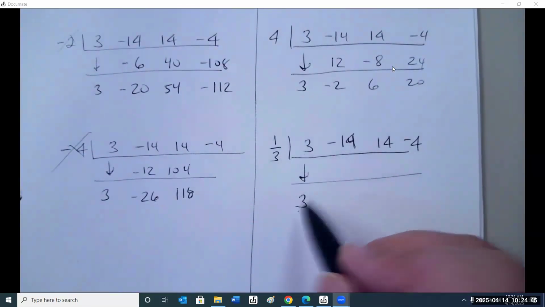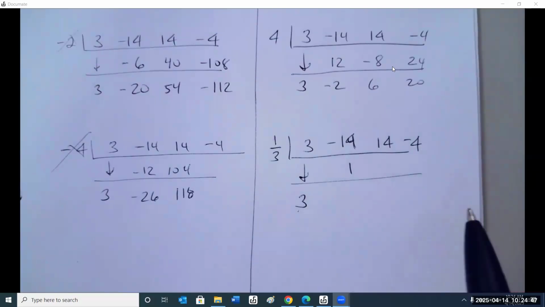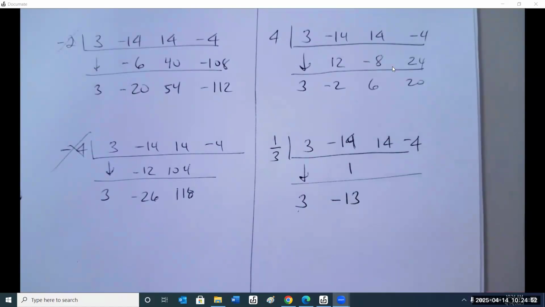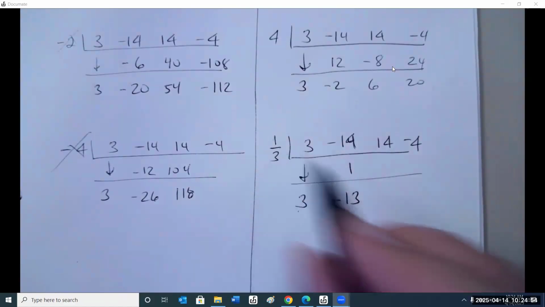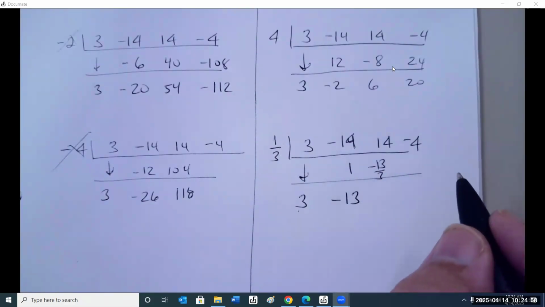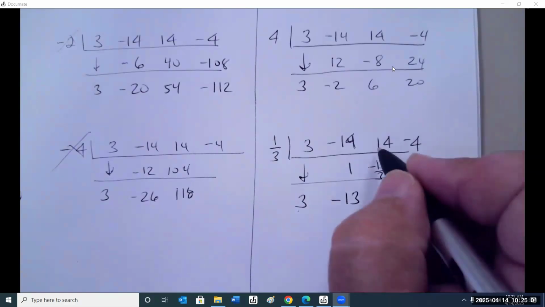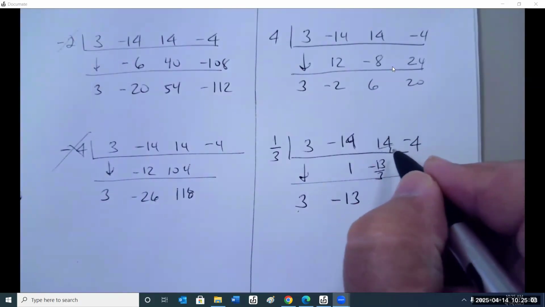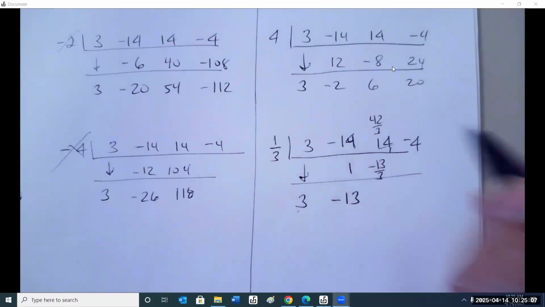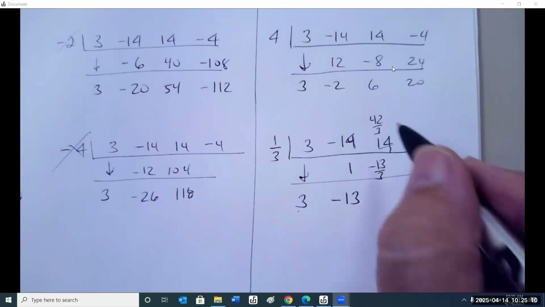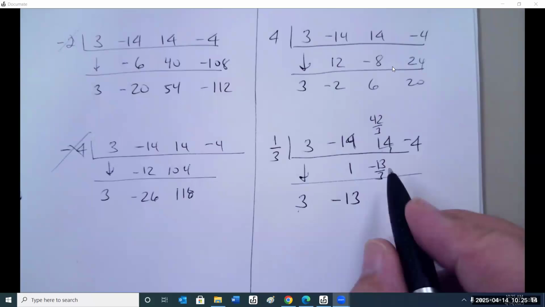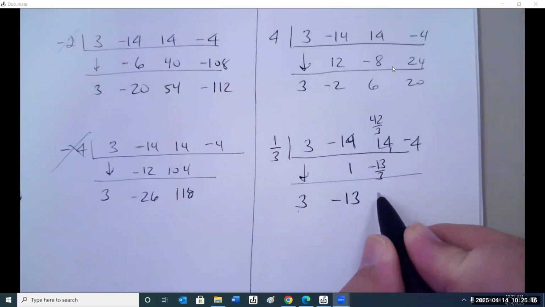One third times 3 equals 1, equals negative 13. Negative 13 times 1/3 is negative 13 thirds, which means we have to convert that. This is 14 over 1, so it's multiplied by 3. 42 over 3. So 42 over 3 minus 13 over 3 is 29.